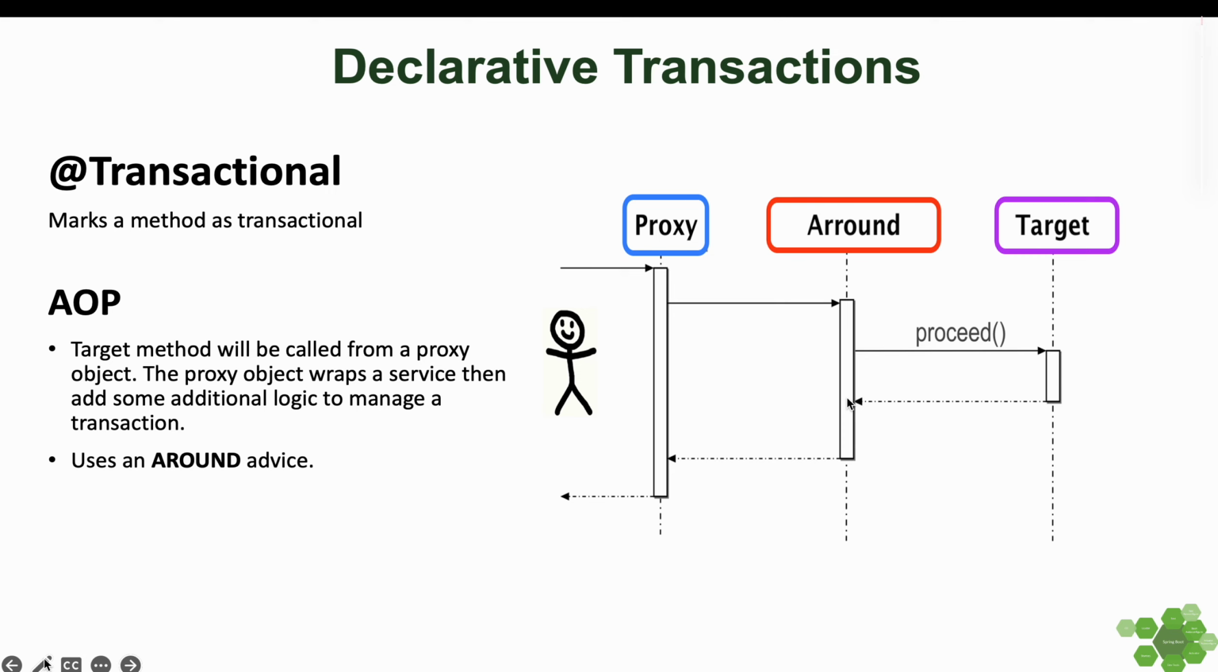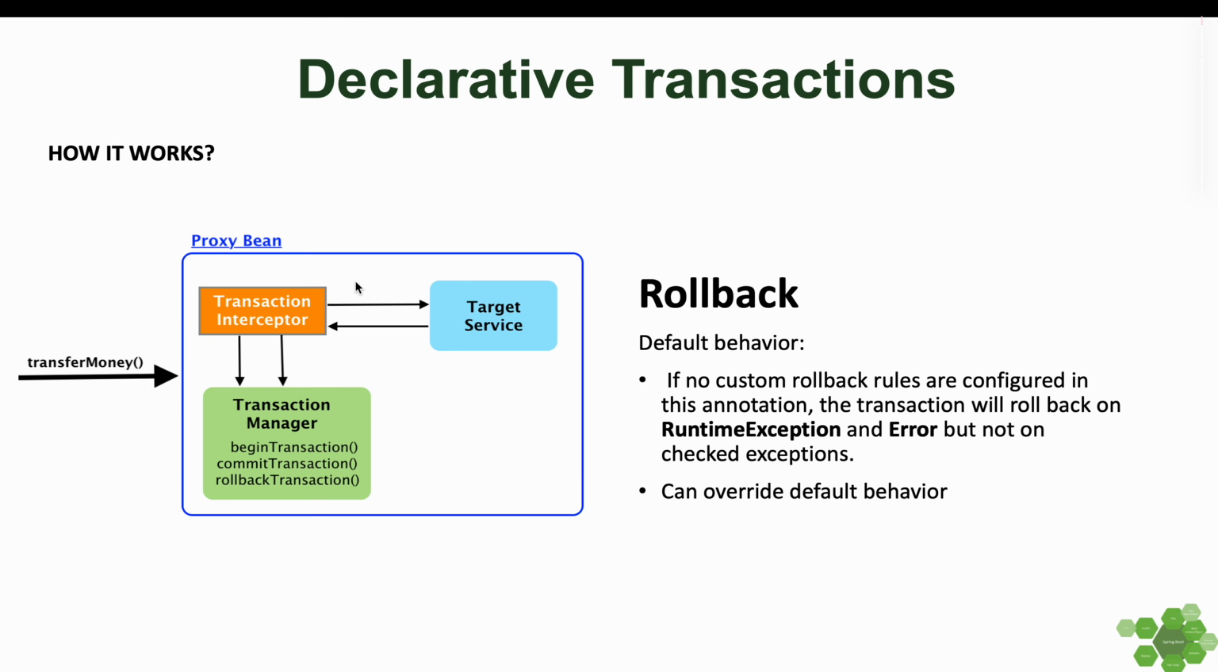When it's done, the target will return the callback to the around advice. The around advice will then close the transaction that it began. By closing, I mean it will commit it or it will roll back, depending on the outcome of the execution of the target method. Then it will go back to the proxy. Then the proxy will return to the method call. So this is the diagram, the way it works.